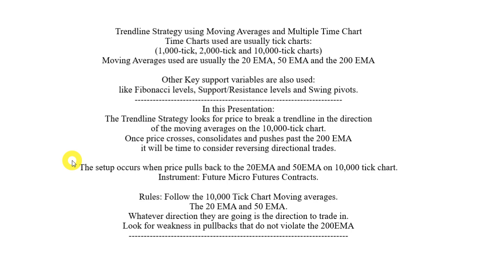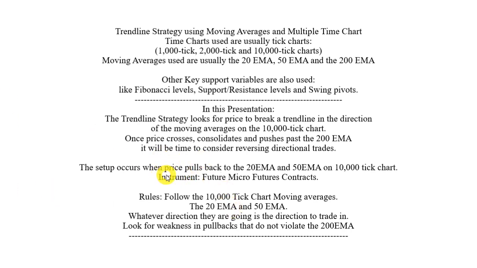Okay, so it's only going to be valid as long as price stays above the 200 moving average on the 10,000 tick chart. Once price falls below that and continues down, then it's get out of the position as fast as possible and hold and wait until you have a better understanding of where price is going to go.